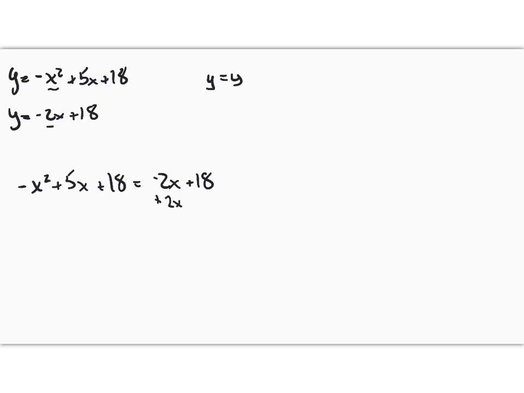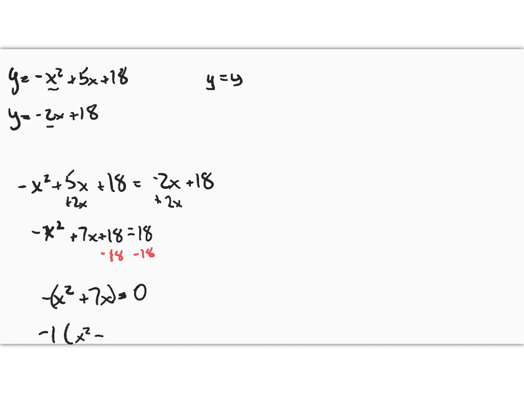We add 2x to both sides, so we get negative x squared plus 7x plus 18 equals 18. Then we remember we have to have our right side be 0, so we subtract 18 from both sides. And then we're left with negative x squared plus 7x equals 0.